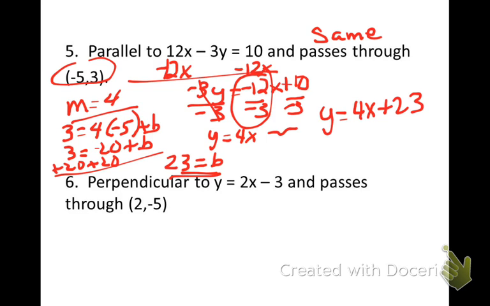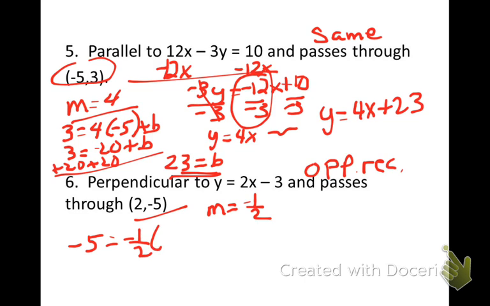Alright, perpendicular, well, we know their slopes are opposite reciprocal. So the reciprocal of 2 is 1/2, and the opposite would be negative. So I need to use -1/2 with this ordered pair to find my b. So my y is -5, my m is -1/2, my x is 2, plus b.